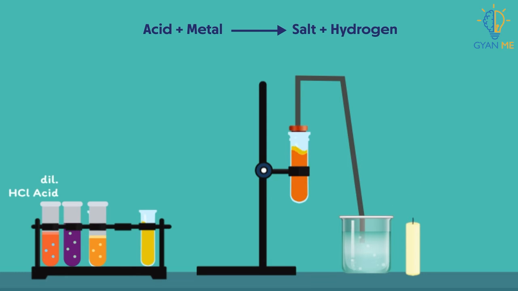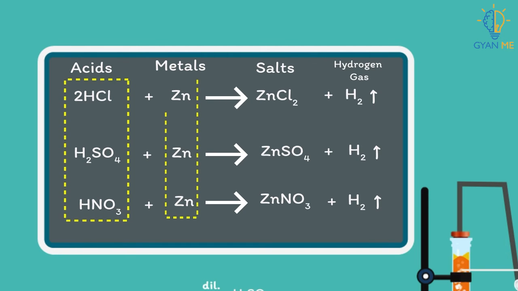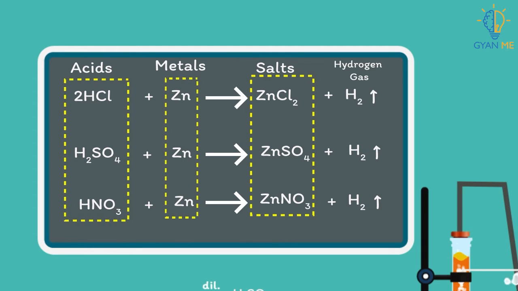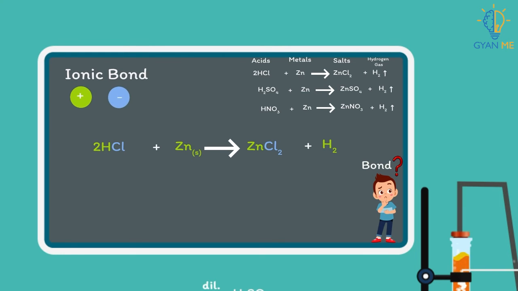Now, let's repeat the above experiment with acids like sulfuric acid and nitric acid. We observe that here also hydrogen gas gets produced. From the above experiments, we can conclude that when acid reacts with metal, respective salts of metals are formed and hydrogen gas is evolved. Students, can you tell which kind of bond is formed here? Yes, you are right. Here forms the ionic bond. That is, the bond formed between ions. For example, in the reaction of zinc metal with hydrochloric acid, H+, Cl- and Zn2+ ions are formed.